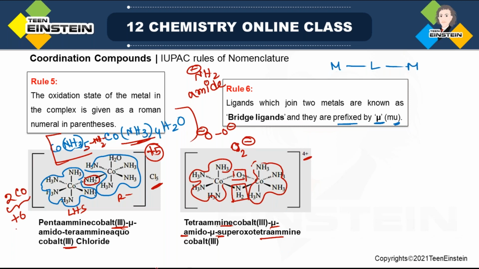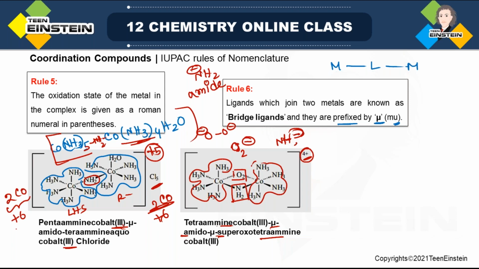Now here how are we getting this plus 3 charge, because it is plus 4 outside? All the ammonia are neutral, but superoxo is carrying a negative charge, NH2 is also carrying a negative charge. So there are 2 negative charges inside, but still 4 positive charges are present outside, that means both cobalt together are carrying plus 6 charge. So for individual cobalt, it will be plus 3.